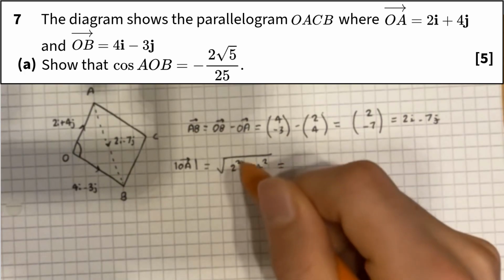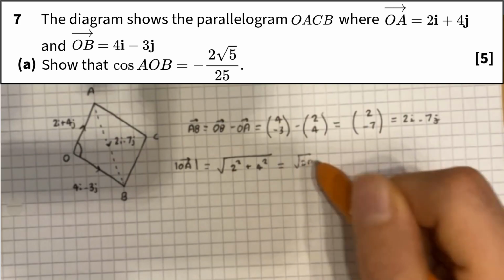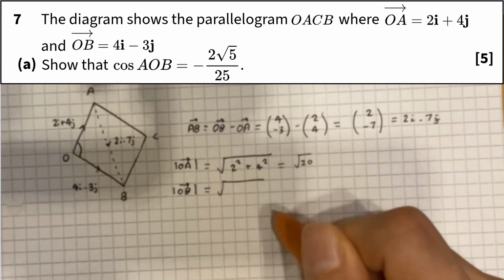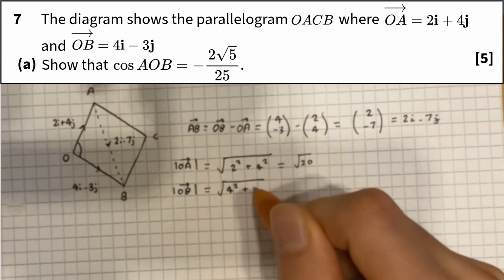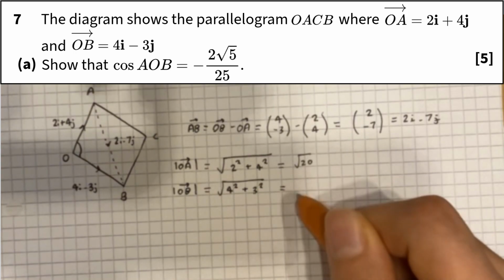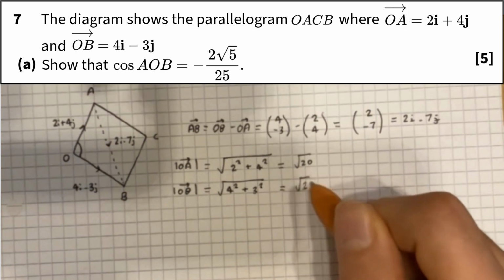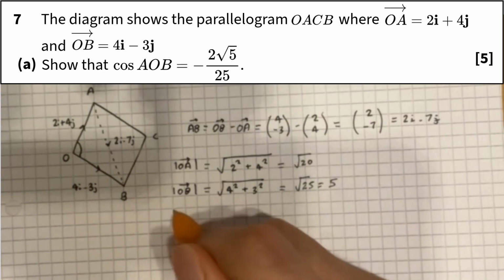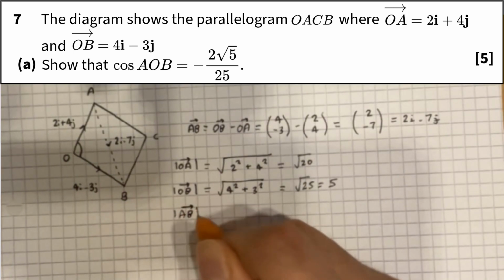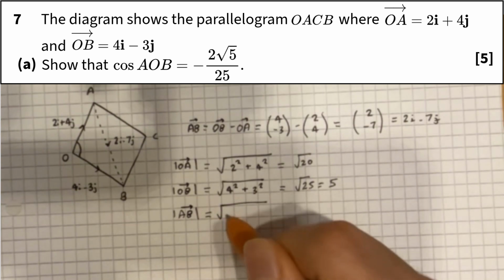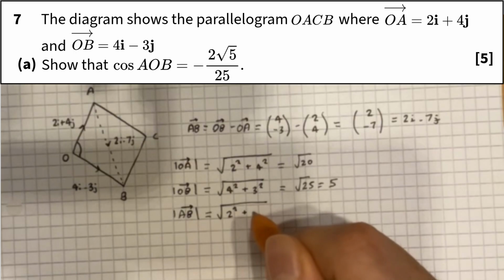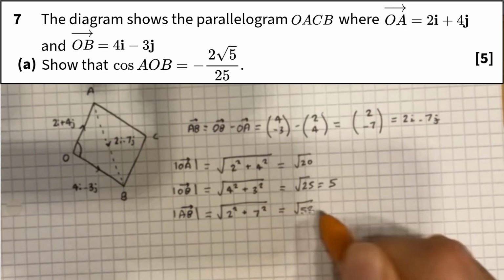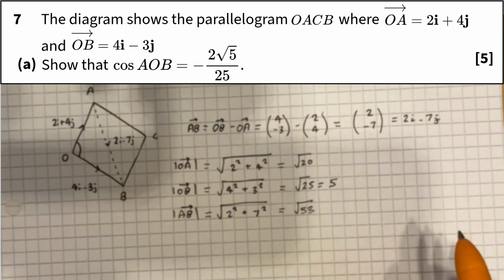If I find the length of OA, it uses Pythagoras: square root of the first number squared and the second number squared, and we get root 20. OB is similar, square root of the i component squared plus the j component squared. In this case, we get root 25, which is 5, which should make sense because it's basically a 3, 4, 5 triangle. Nice Pythagorean triple. AB is a bit nastier, it's the square root of the i component, which is 2 squared, and the j component, 7 squared, which gives root 53, not so pleasant.